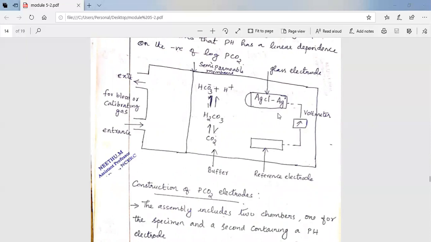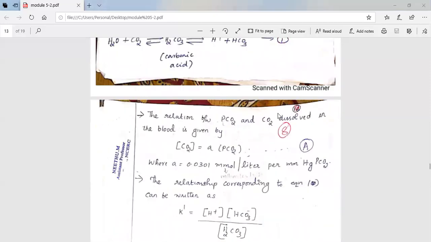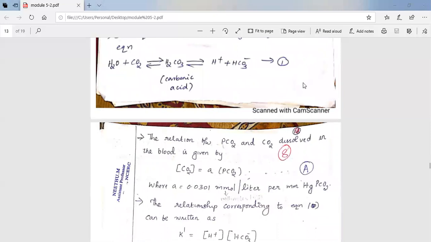So there exists a fundamental relationship among H plus, H2CO3, HCO3 minus and PCO2. Here the first three quantities, that is H plus, H2CO3, and HCO3 minus, can be related as H2O plus CO2 gives H2CO3, that is carbonic acid, which in turn gives H plus plus HCO3 minus. Take it as equation 1.